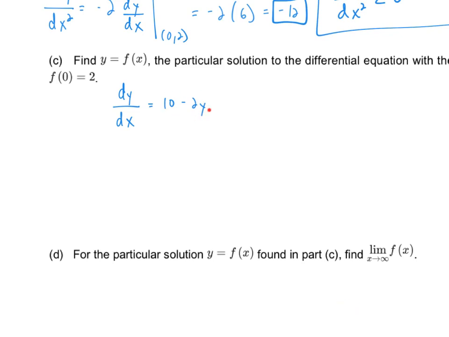The only way to do it is to divide this whole thing to bring it here, and then multiply this dx to bring it over here. And so we can just do this. We end up with dy over 10 minus 2y equals dx. And then that we're going to integrate. So now this we can integrate.